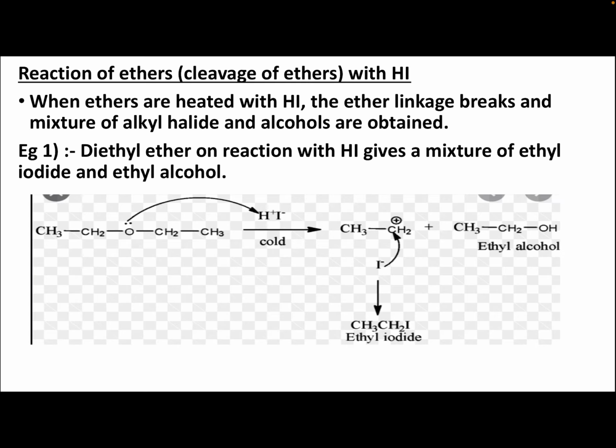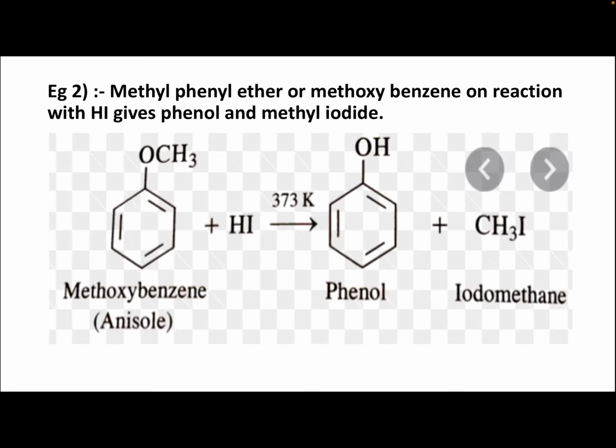diethyl ether on reaction with HI gives a mixture of ethyl iodide and ethyl alcohol. CH3CH2OCH2CH3 with HI, hydrogen iodide, in cold gives CH3CH2 plus carbocation, then I attacks on CH2 and we get CH3CH2I, and the other CH3CH2 goes with OH. So we get ethyl alcohol. So diethyl ether on reaction in cold with HI gives a mixture of ethyl iodide and ethyl alcohol.